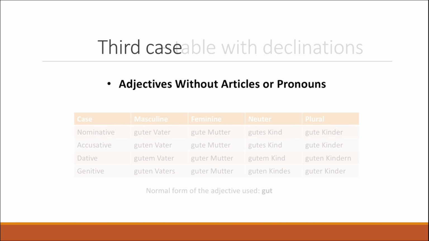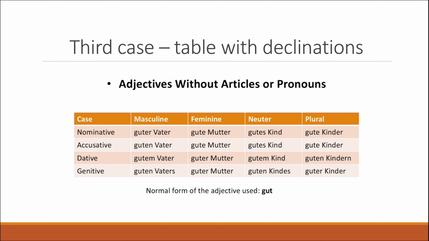For this case, we also have a table, which is also important to know, even though these cases are not as much used as the other ones I talked about. So try to learn the first and second case, and if you have time, then have a look at the third one. Now, this was it for today.